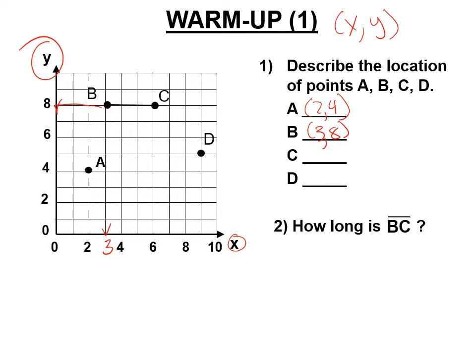C is at (6, 8). You come get the 6, then you get that same 8 that B was on. For D, you get 9 first, and then 5. So it's at (9, 5).